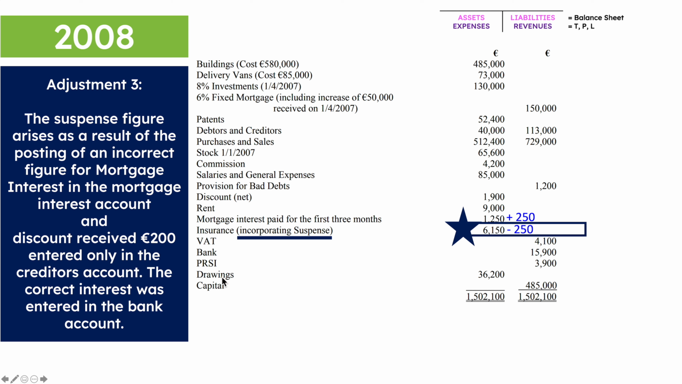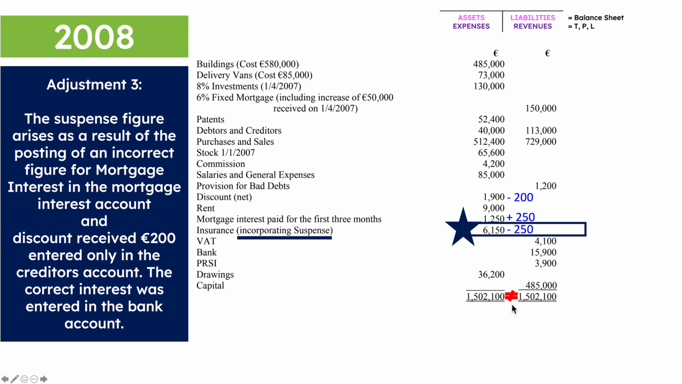Okay, and discount received 200 entered only in the creditor's account. What other account does that need to go into? It will also need to go into the discount account. So here we have discount 1900. If I receive 200, 200 would have to go on the credit side because revenues received, discount received would go on the credit side. So my discount allowed here, which is an expense, will reduce by 200.